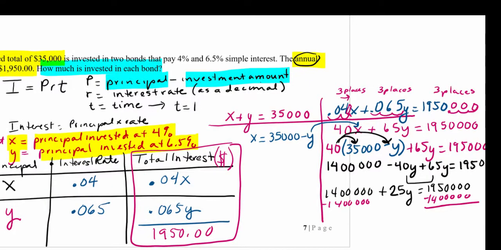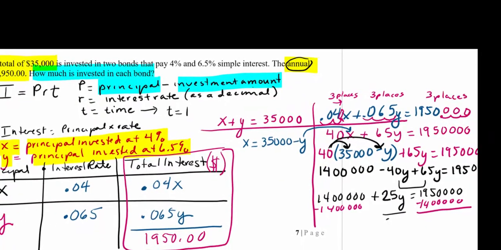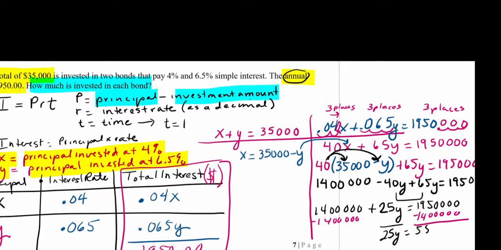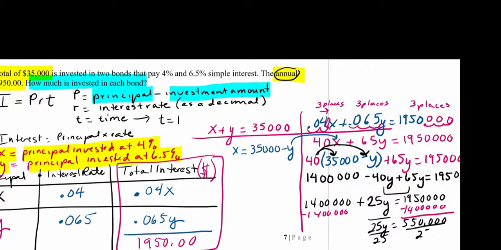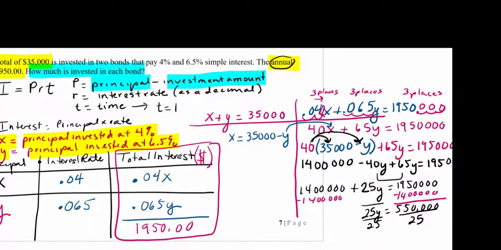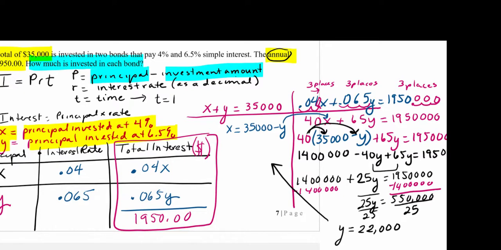So I went ahead and distributed the 40, and then I combined the negative 40y and the 65y to give me a positive 25y, and I'm now subtracting this 1,400,000 from both sides because the numbers are getting a little big here, and we get 25y equals 550,000, and then we're going to divide by 25 to find our y, which if you recall is the amount that was invested at 6.5%. So this is a big dollar amount. Y is $22,000, and then x is 35,000 minus 22,000, so we get $13,000 invested.